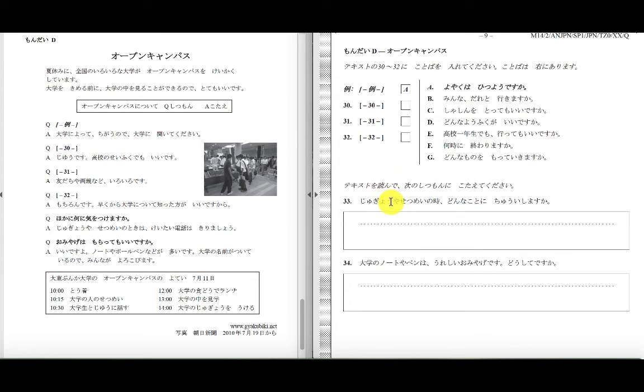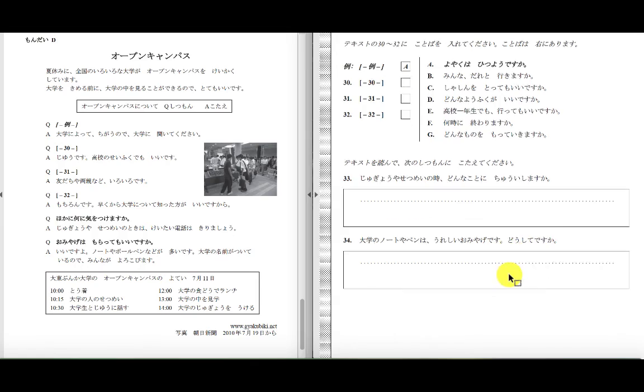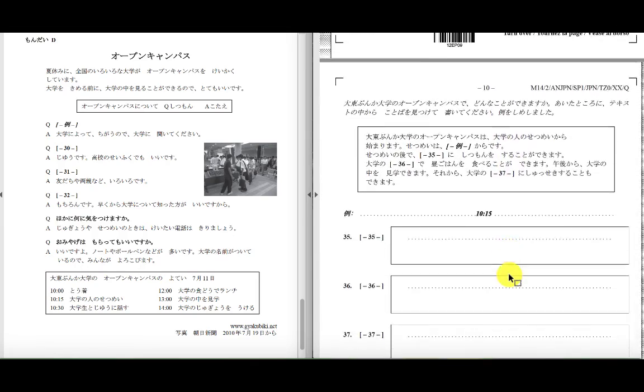Finally, you've got another question. Question word is donna koto, what kind of things? I like this. Donna koto ni chūi shimasu ka? What kind of things do you have to be careful of or aware of? And then this one is doshite, so that's another why question. There should be another question about Mondai D.